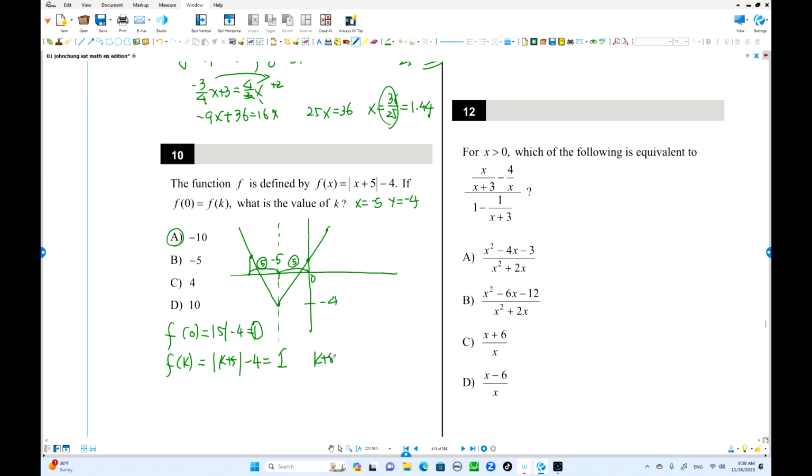So k plus 5 equals 5 or negative 5. Minus 5 both sides is going to be 0 and negative 10. When x equals 0, this one, right? Same as before. But we don't use this one. We're going to find the other point, okay?